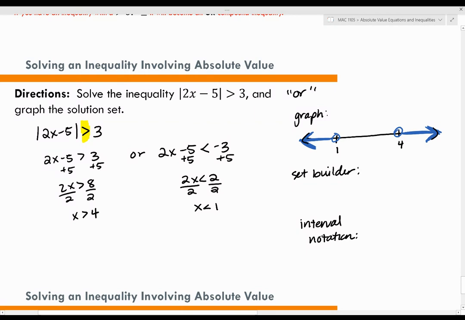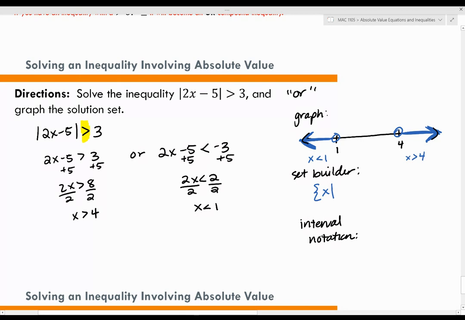Now to write it in set builder notation. Remember, in set builder notation, we're going to write our brace, all x, such that, okay? Now, when we write set builder notation, we always want to make sure that we're writing the smallest solutions to the greatest. So that's why it helps to have your picture in front of you, your graph. So this first set on the left-hand side came from the inequality where x is less than 1, and the one on the right came from x is greater than 4.